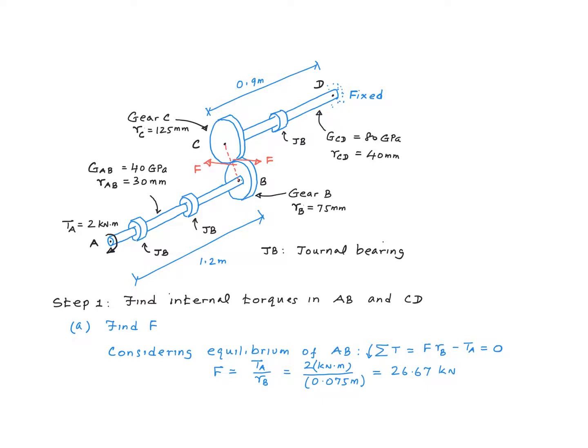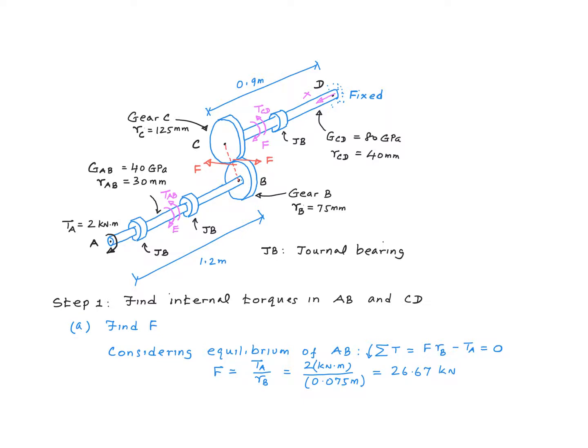We can find F simply by writing down a torque equilibrium equation for the shaft AB. That's what I have done over here. So here F multiplied by the radius is a torque in the counterclockwise direction, right? And then TA is the torque acting in the clockwise direction. So both of them put in this equation algebraically should sum up to 0. And from that we get a value of 26.67 kilonewton for F. I'm going to take this as my x-axis.